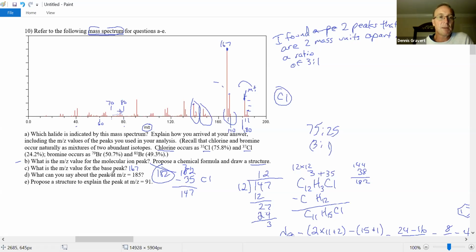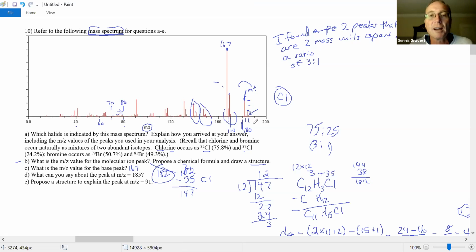D, what can you say about the peak at m/z 185? It's little. No, that's not gonna get you any points. Sorry, little humor there. What is gonna get you points? Where is it really? Okay, here's my 180 mark. And this is 190, so halfway in between. This is a little peak. It's that smallest one right there.